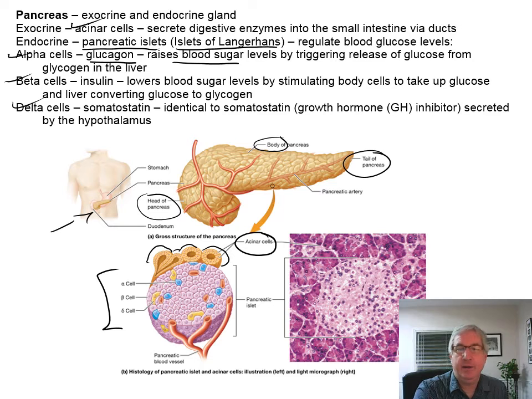The beta cells produce something called insulin. I'm sure everybody's heard of insulin. This lowers blood sugar levels by stimulating body cells to take up the glucose. It also stimulates the liver to convert glucose to glycogen. So glucagon and insulin are working against each other. Glucagon says break down the glycogen. Insulin says, hey, liver, make glycogen. Take all the excess glucose that we have and store it, because we might need it later on.